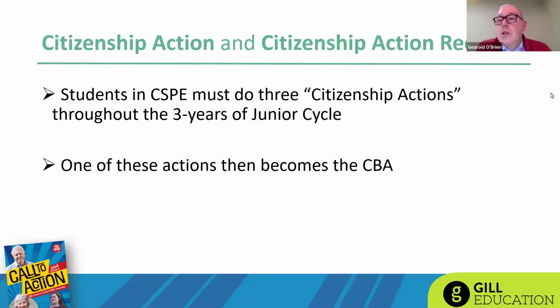So they do an action in each year, but one of those actions then becomes the CBA. So it has to be a second year action or a third year action. The action isn't much different, but how they write it up is the key part. It's the write up of the action they've done that becomes their CBA. I'll explain that in more detail when I go through examples.